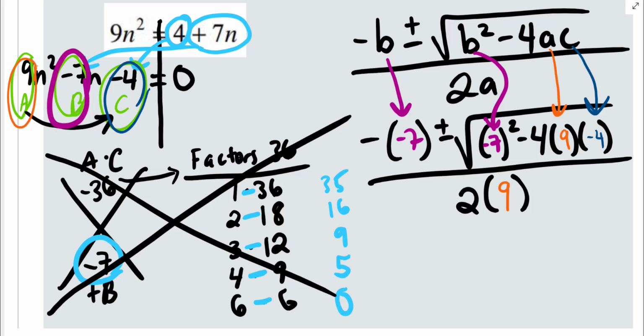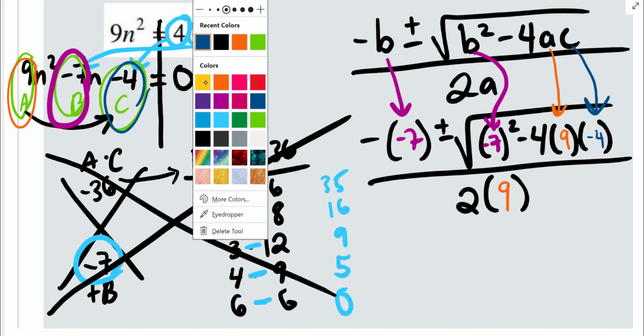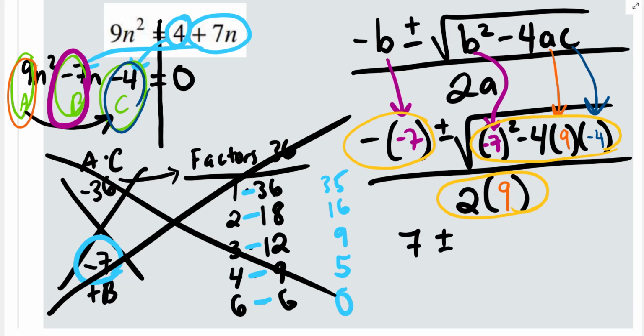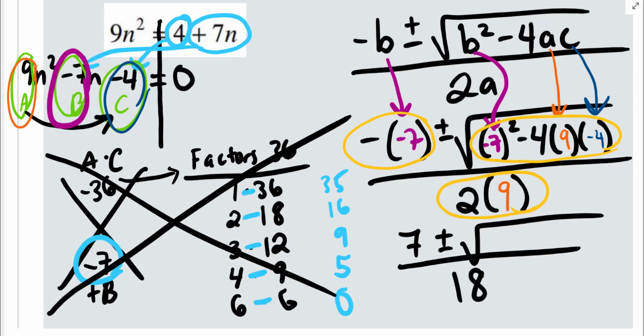Now what I like to do is do it in parts. So for this one, I'm going to solve that part. I'm going to solve the inside, and then I'm going to solve the bottom. So a negative and a negative becomes positive, so we get +7. And then on the bottom we have 2 times 9, which is 18.